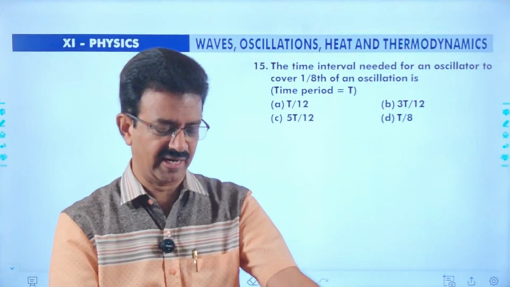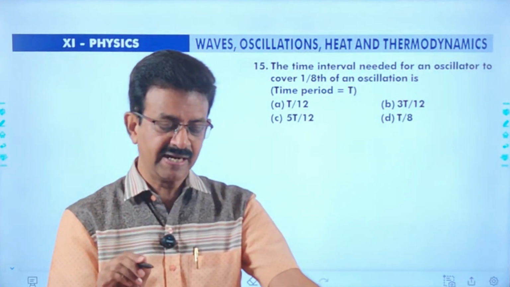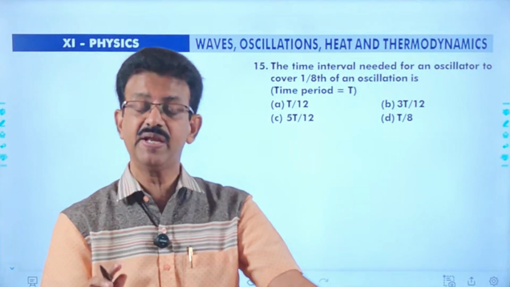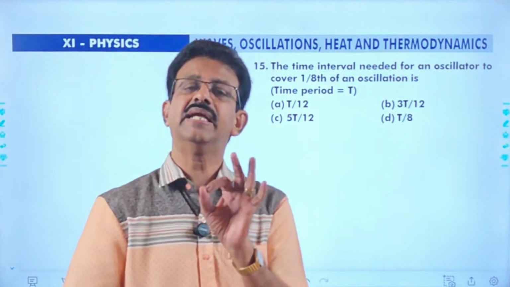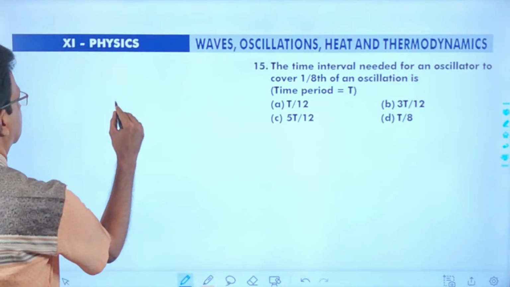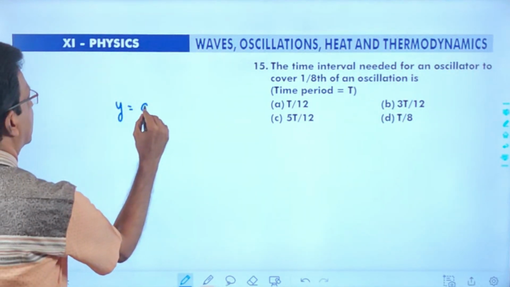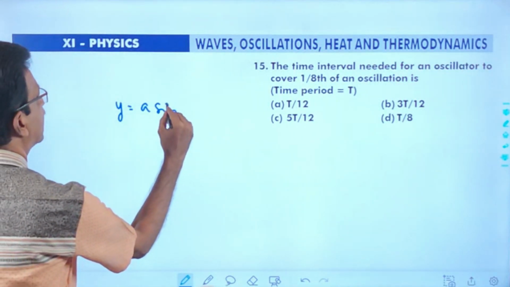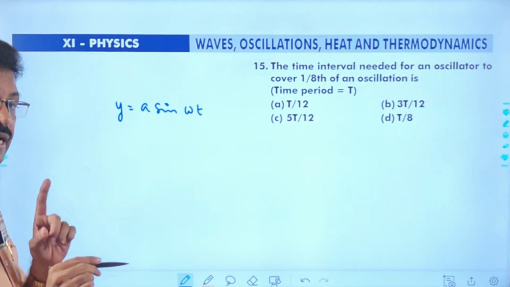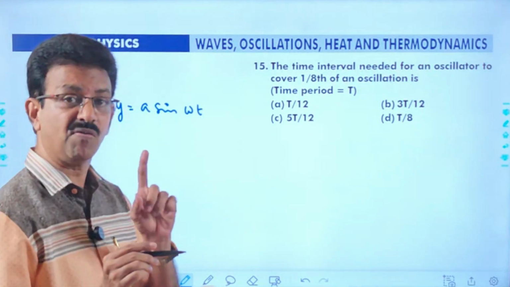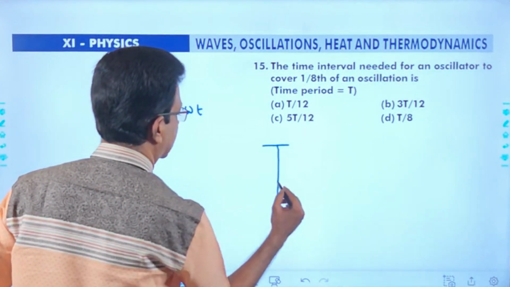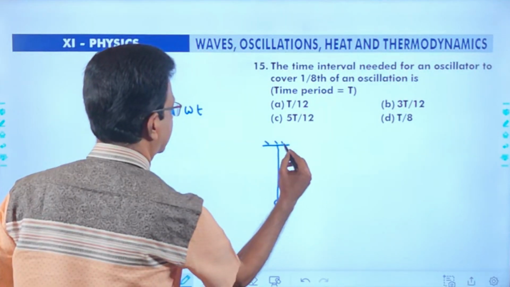Not from heat and thermodynamics. The time interval needed for an oscillator to cover 1/8 of an oscillation. In the case of an oscillator, the displacement from the mean position is given by y equal to a sine omega t. Let's check it. Suppose a pendulum is taken as an oscillator.